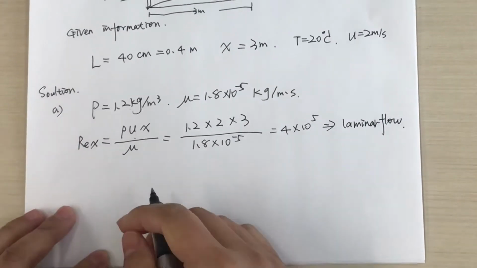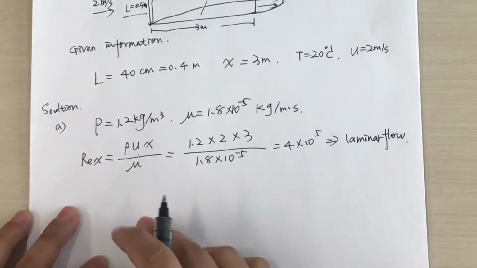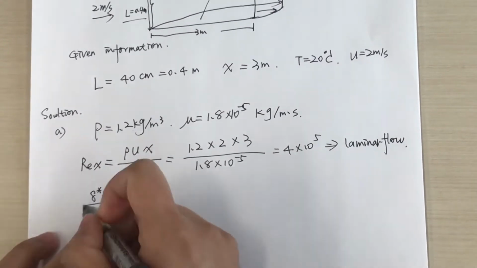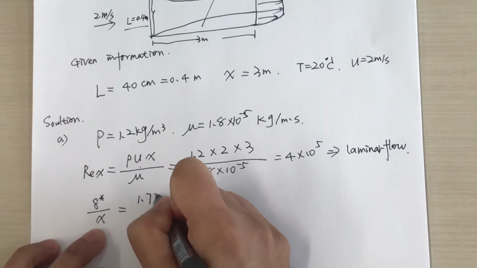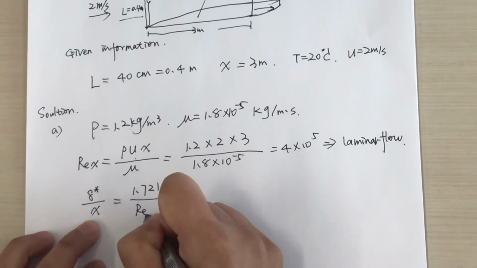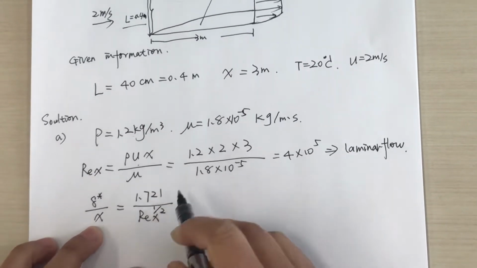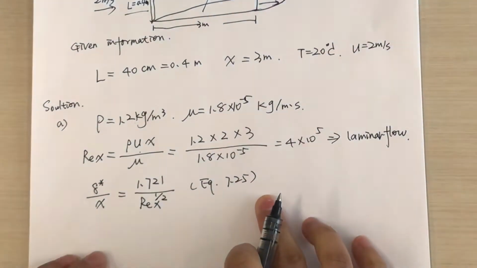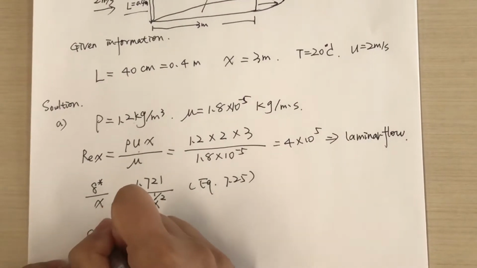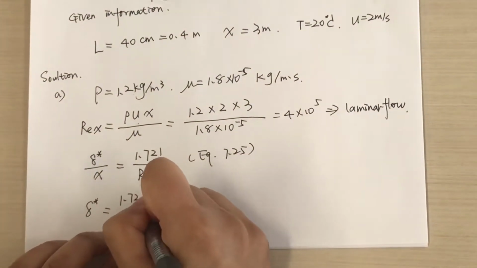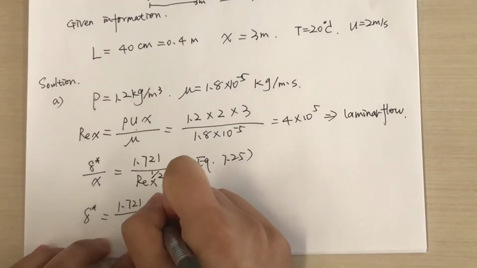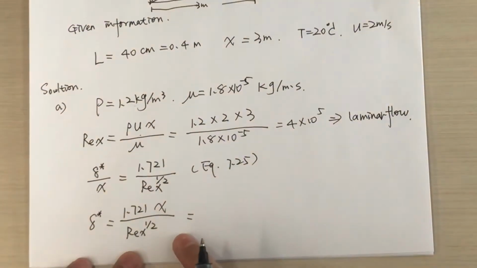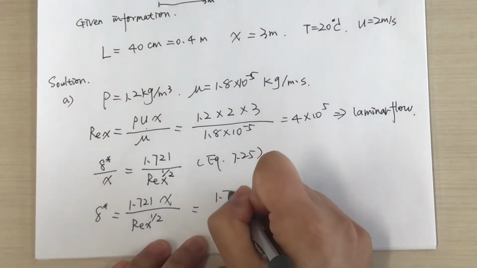Then we can use the displacement thickness according to laminar flow. The equation should be like this: delta star over x equals 1.721 over root Reynolds. You can find that in your textbook. This should be equation 7.25. From this equation, we can get the displacement thickness. Then we can plug the values into this equation, and we can get the answer.